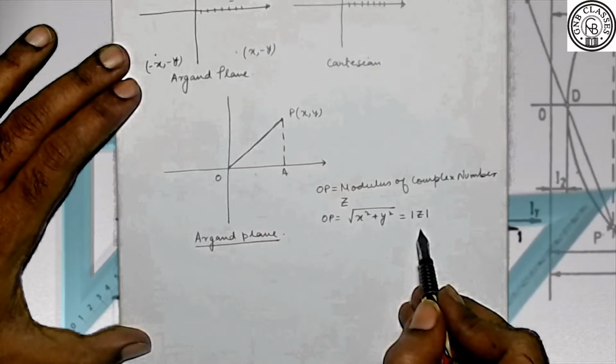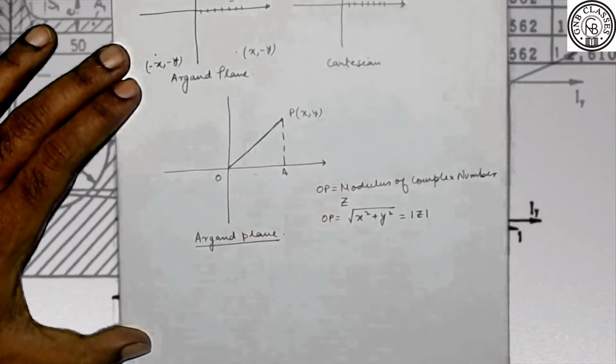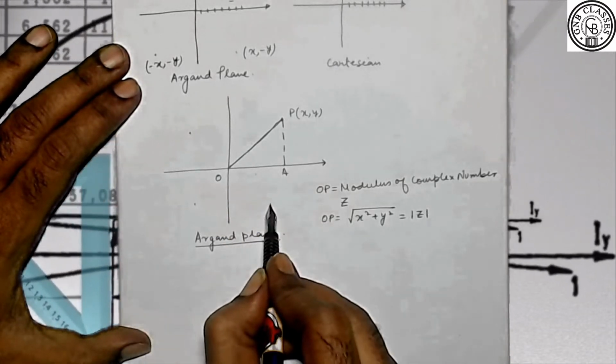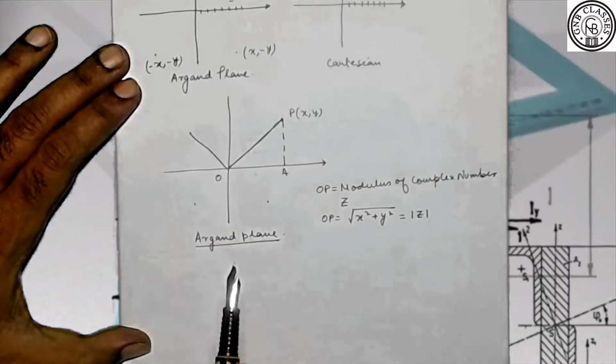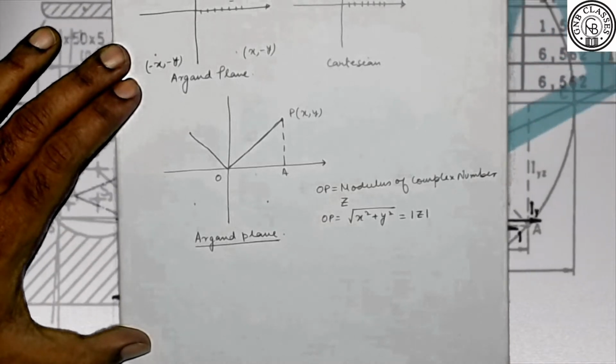Modulus of any complex number is the distance between the origin to that point. As simple as that. Is it clear? Whether the point is in the second, third or fourth quadrant doesn't matter. The distance from the origin to that point is always referred to as modulus of that complex number.